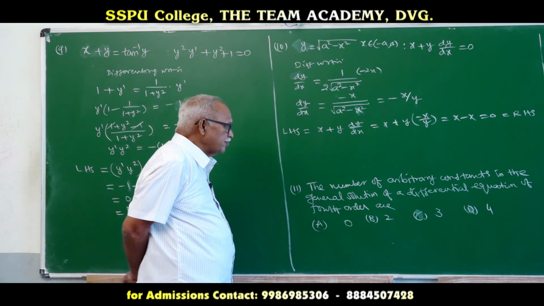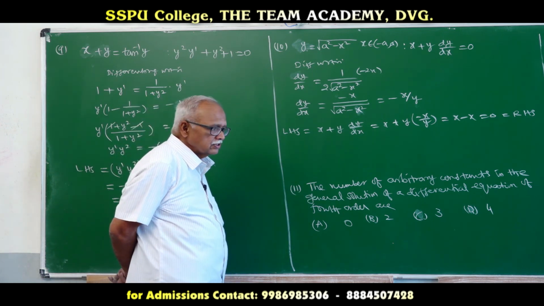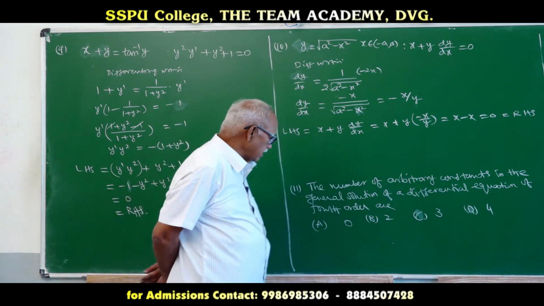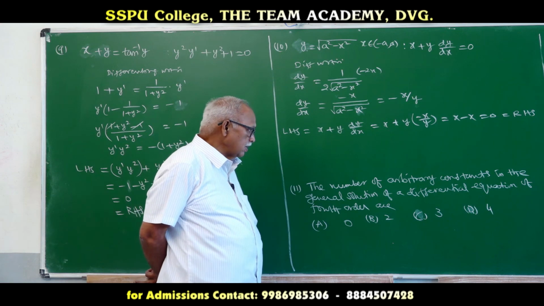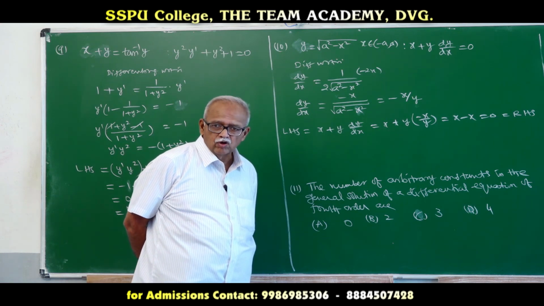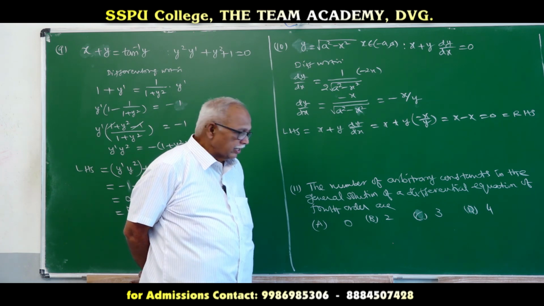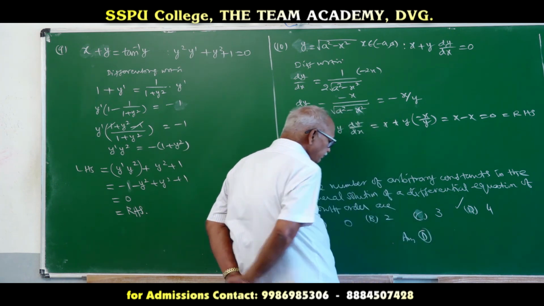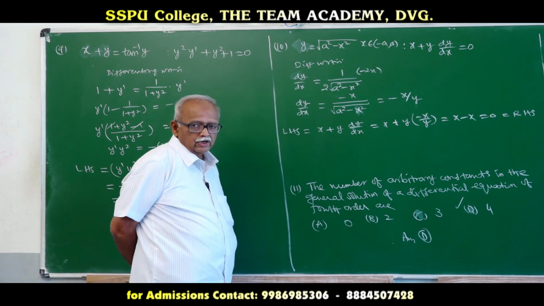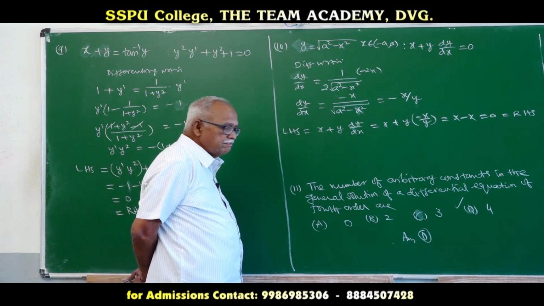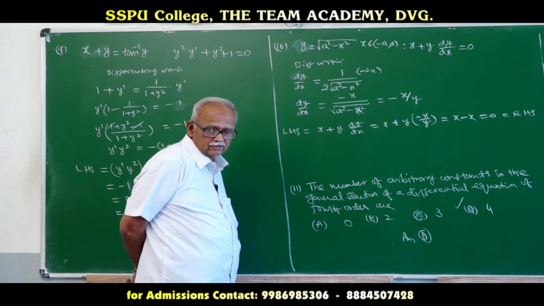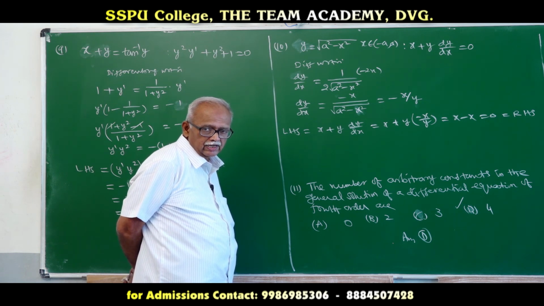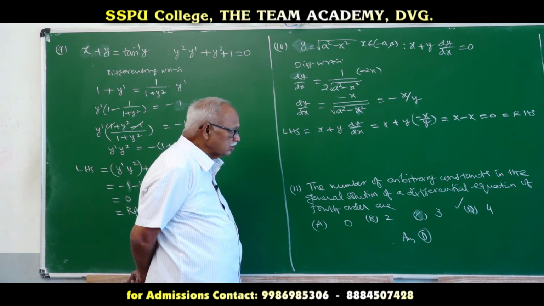Now, you can see some important questions in the entrance examinations. The number of arbitrary constants in the general solution of a differential equation of 4th order. First order means there will be 1 constant, second order means 2 constants, third order means 3 arbitrary constants, fourth order differential equation 4 arbitrary constants will be there. So, the answer here is D. Number of arbitrary constants: first order it is 1, second order 2, third order 3, and fourth order 4 arbitrary constants.